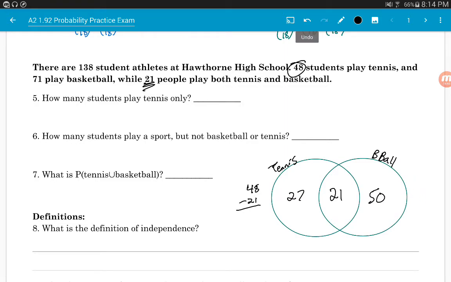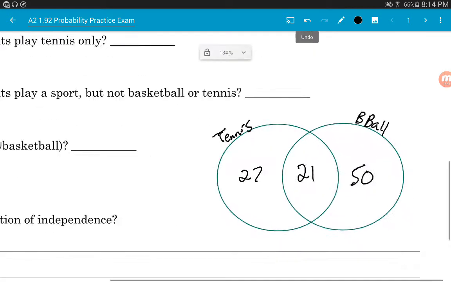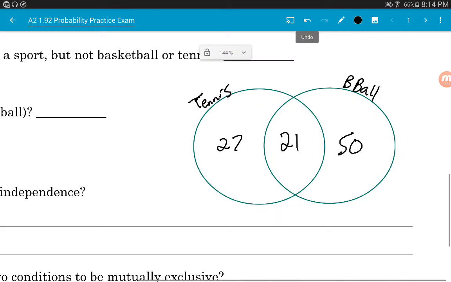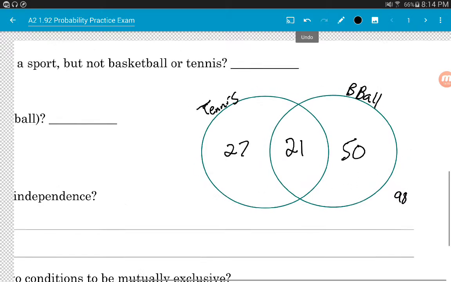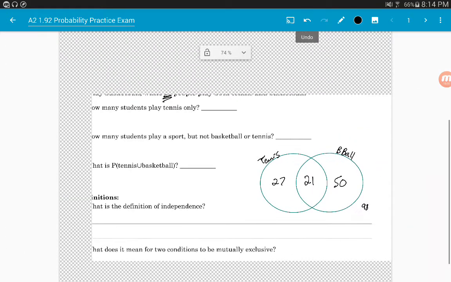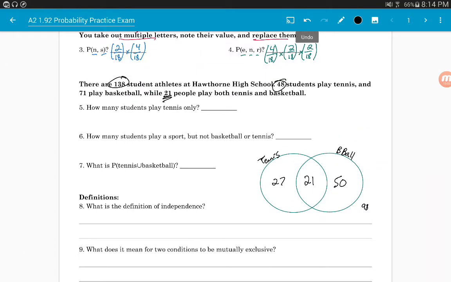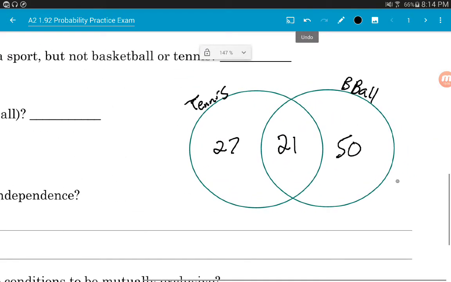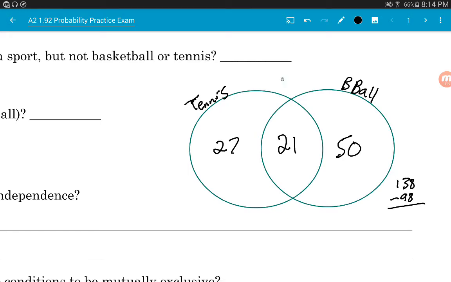Now, when I add these up, 27 plus 21 plus 50, I'm going to get 98. So this total is 98 people in here, but I'm supposed to have 138. So if I go to this and say, all right, 138 minus 98 means there are 40 left over that don't play either sport.